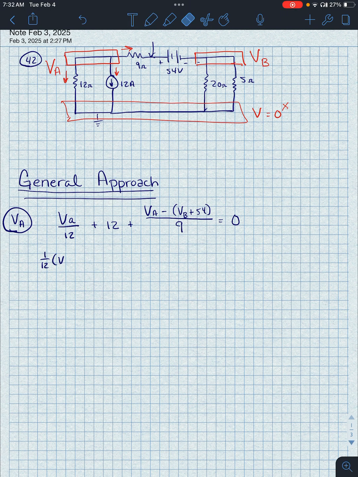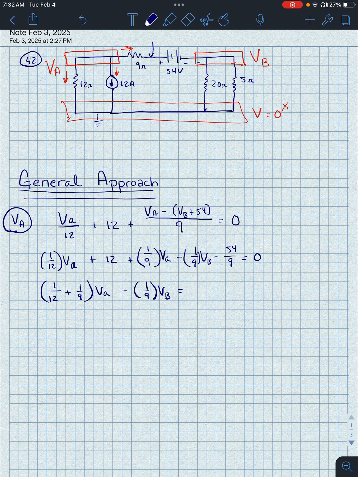If you want to rearrange it a little bit, this is 1/12 times VA. Let me do that a little bit differently here. 1/12 VA plus 12 plus, and then I'm going to separate out the VA and the VB and the 54 over here. 1/9 VA minus 1/9 VB minus 54 over 9 equals 0. And then when you put your VA terms together, you have 1/12 plus 1/9 VA minus 1/9 VB. And then I'm going to move the 12 to the other side, and it becomes negative. I'm going to move the 54 over 9 to the other side, and it becomes positive because it's negative up here in the equation, which would be, of course, -6.